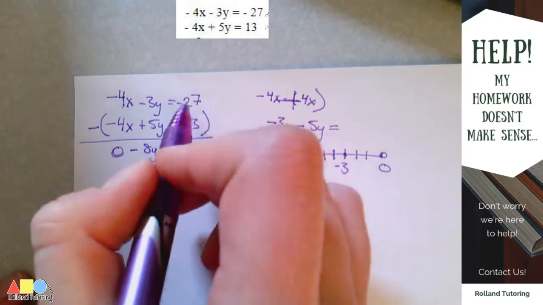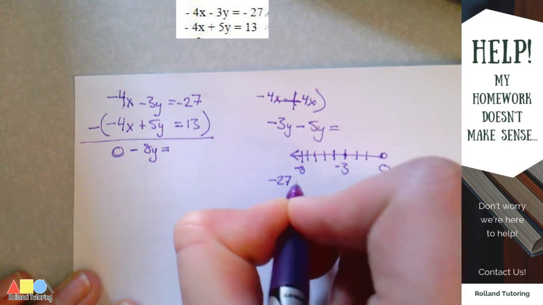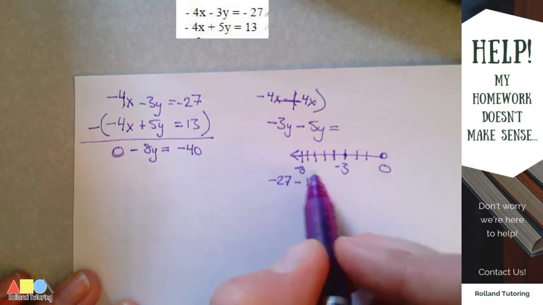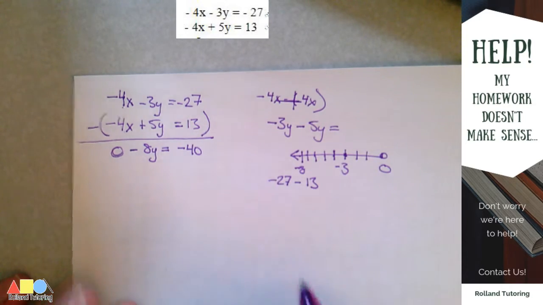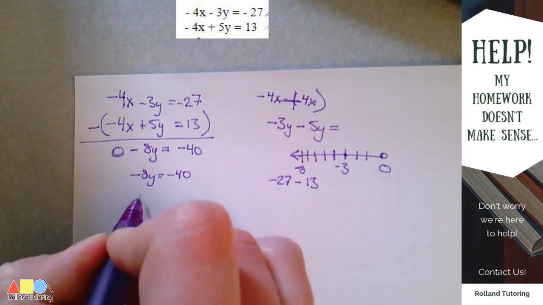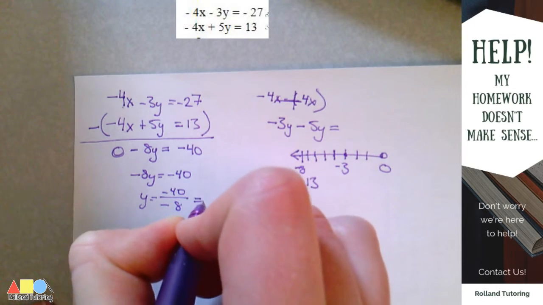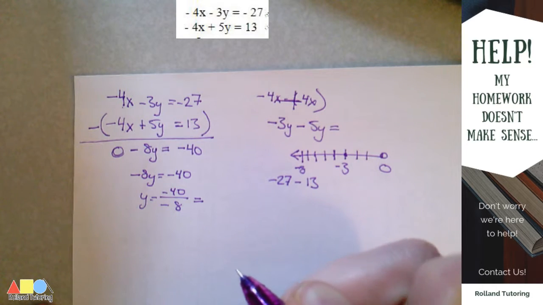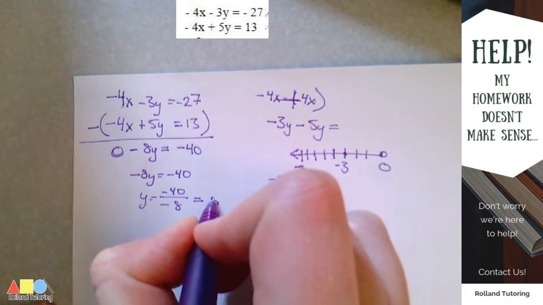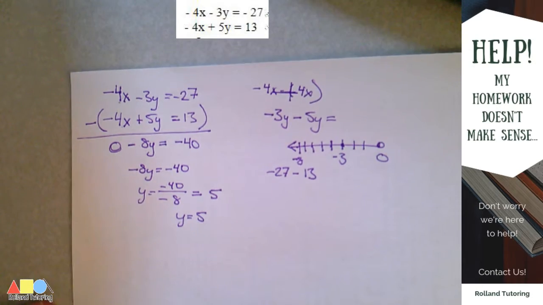But we'll keep going with this: negative 27 minus 13. Again, we have negative 27 minus 13, which would give us negative 40. So keep in mind this number line again, that we're going more negative. That leaves us negative 8y equals negative 40. So we get y equals negative 40 over negative 8, which gives us 5. So y equals 5.